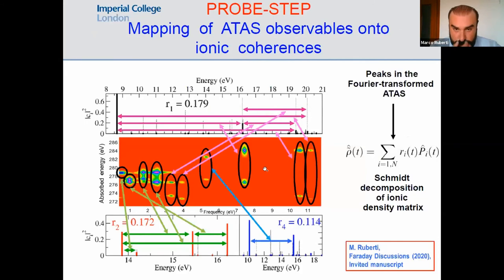Well, here I show you the example of carbon, where indeed the ATAS spectrum allows to resolve all the beatings that correspond to the first 7 pure state channels that approximate the density matrix. Meaning the only beatings that are not possible to be resolved are the ones that are less than 1% relevant to describe the ionic state that has been produced. And so here you can see a mapping between the peaks that you can measure in an ATAS experiment and the coherences that result from the Schmidt decomposition of the density matrix.